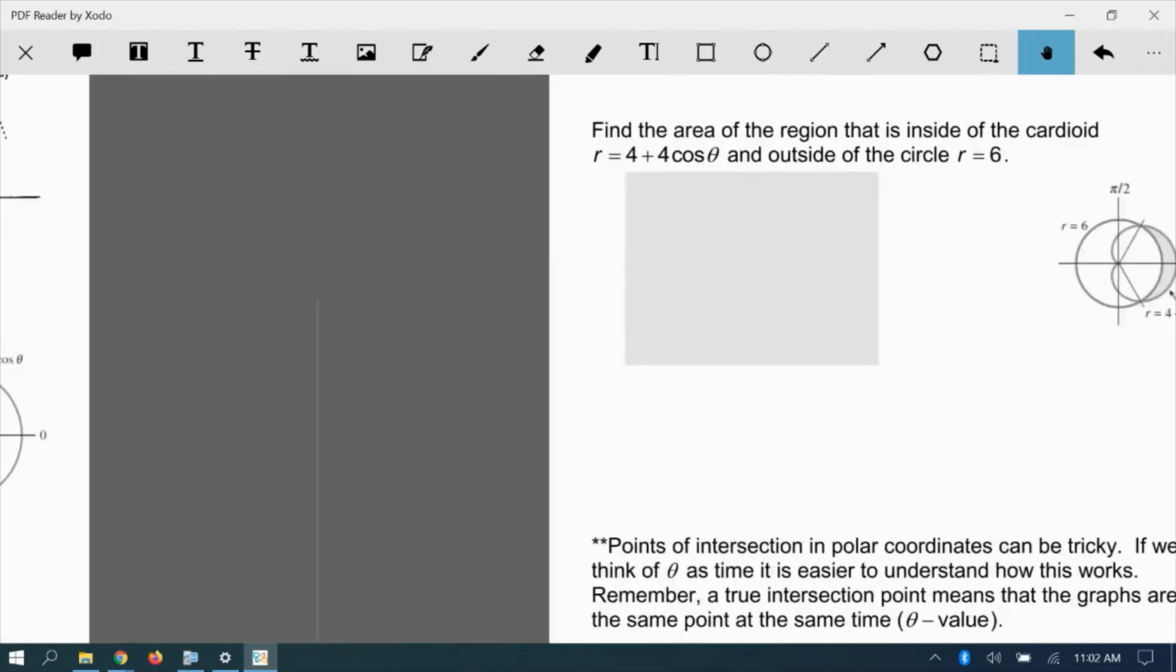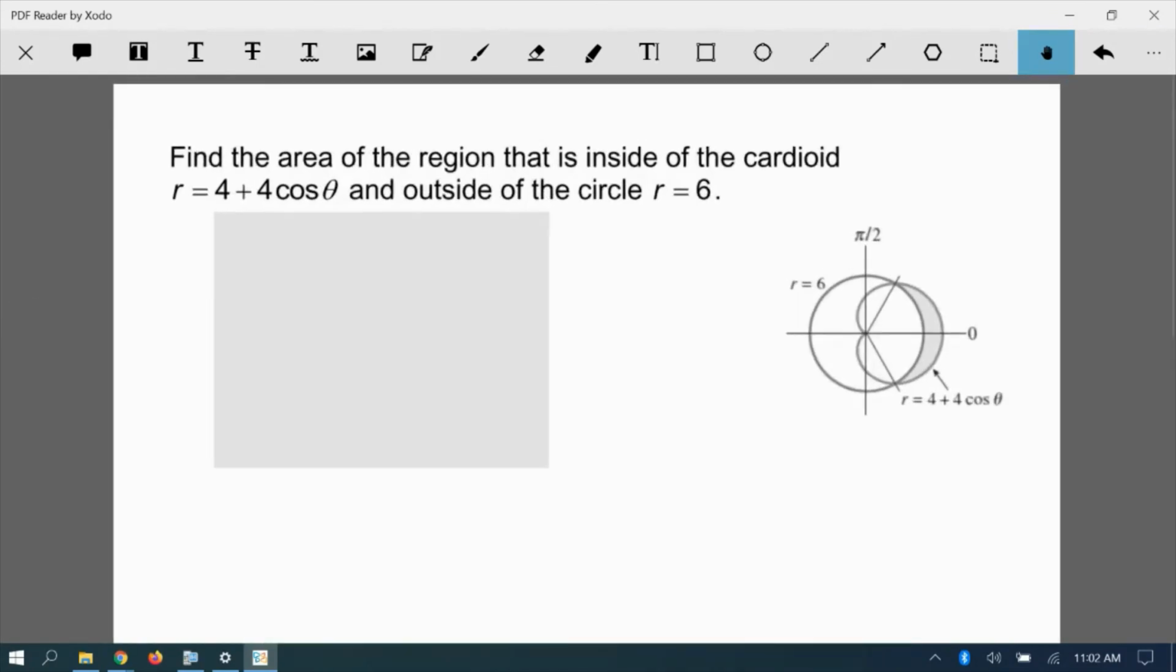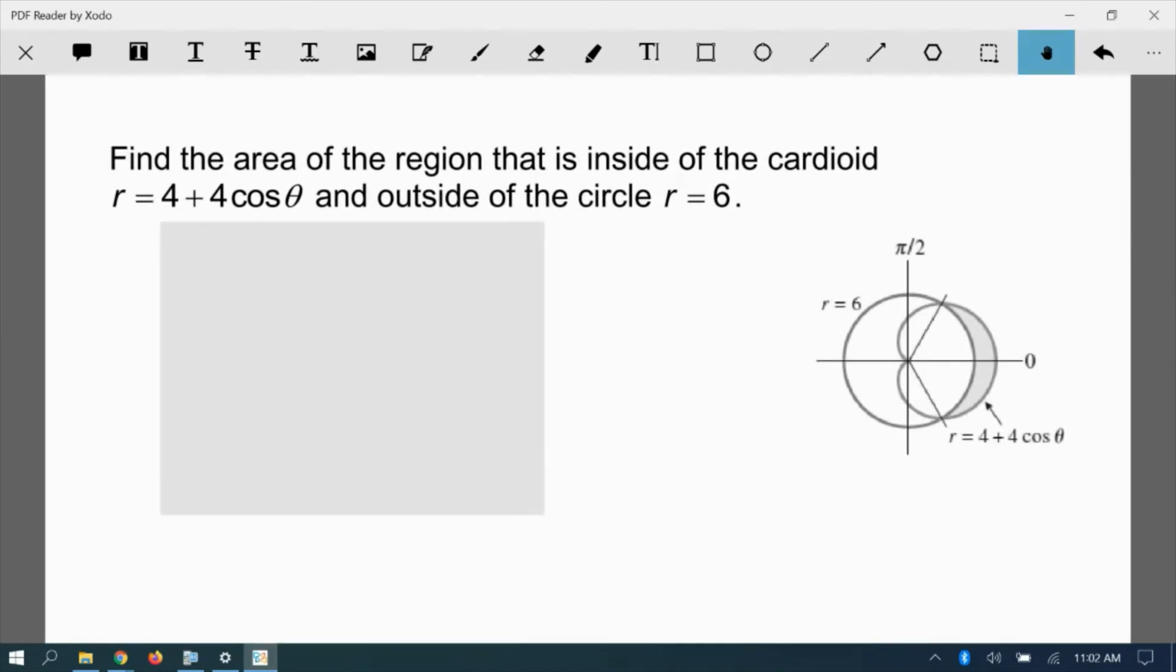All right, and then the last problem that I have for you here is finding the area of the region between 2 polar curves. So for this one, it says find the area of the region that's inside of the cardioid and outside of the circle. So again, pause the video, try to set it up and solve it out. And then once you've got that all done, unpause the video and I'll show you the solution.